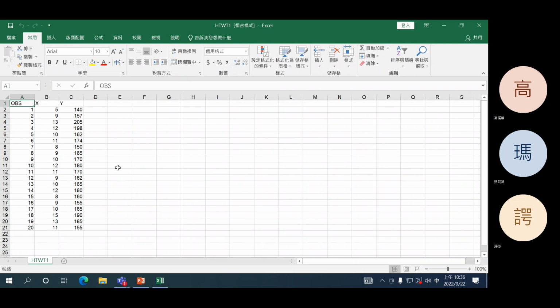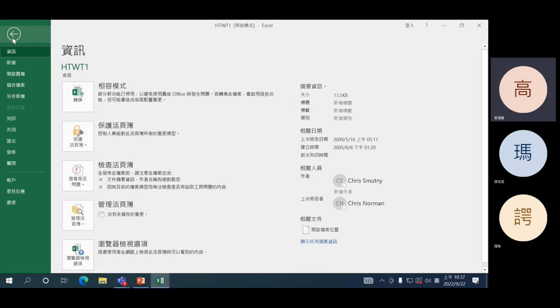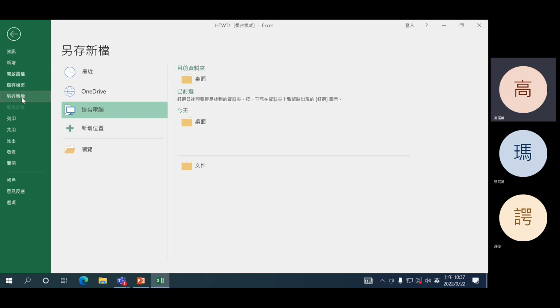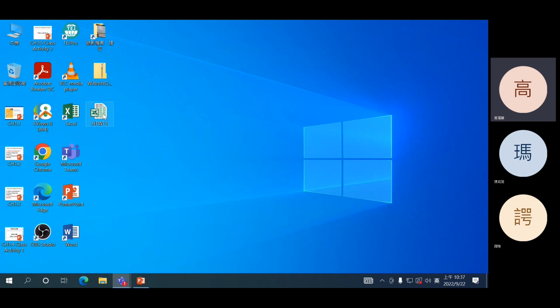Okay, let me explain this first, okay? If you want to store the old version of Excel into the latest one, you can just use this one and store to another new form.